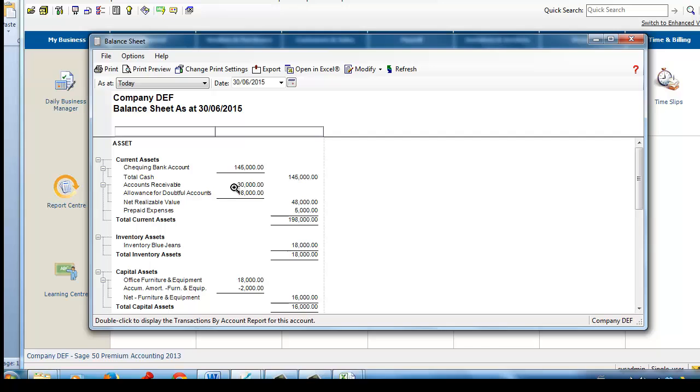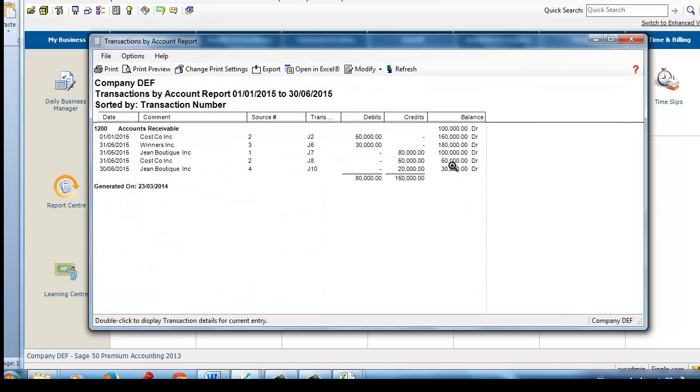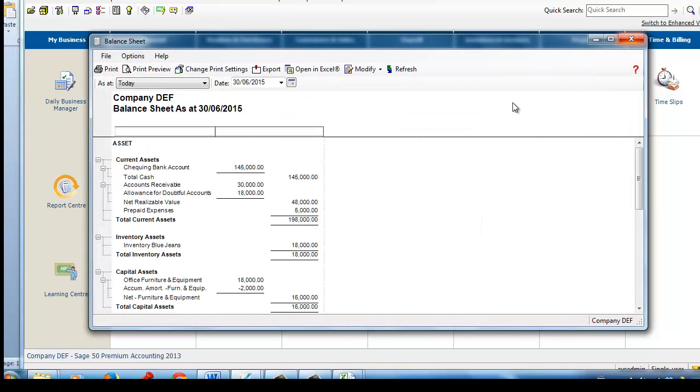The accounts receivable used to show 50. If I go to the GL, remember we had 50, the $20,000 is credit. Now our new accounts receivable balance is 30. The $20,000 from Jeans Boutique will no longer appear. But look what happened to our allowance for doubtful accounts.